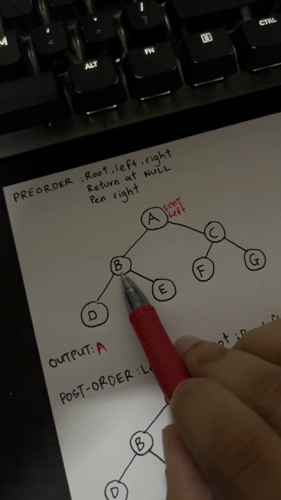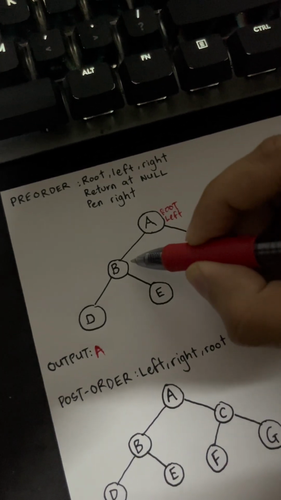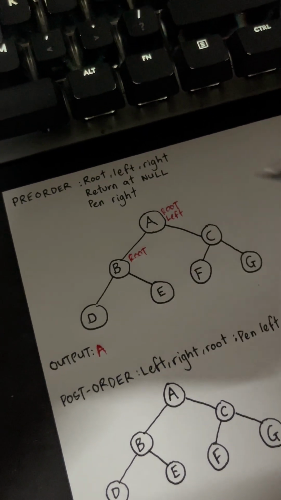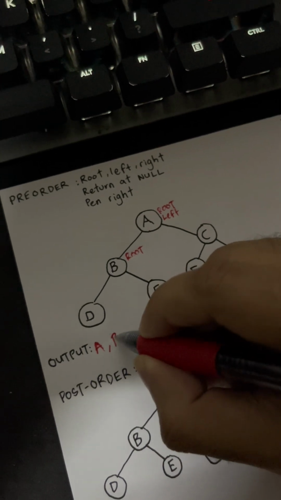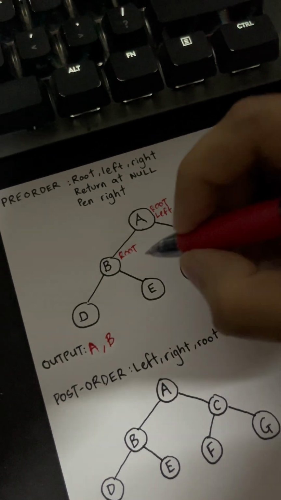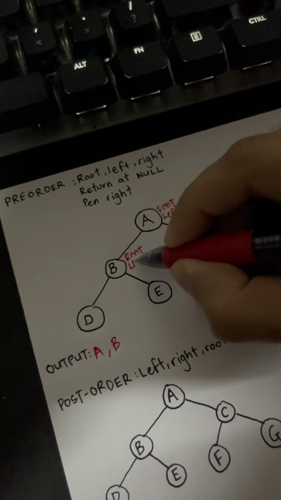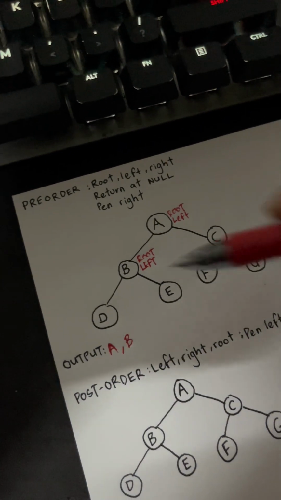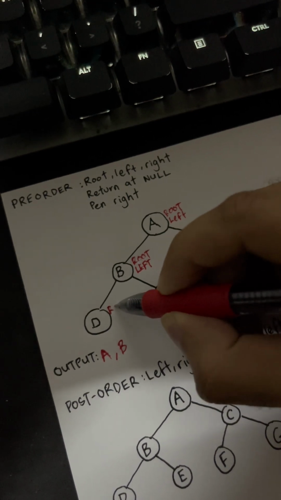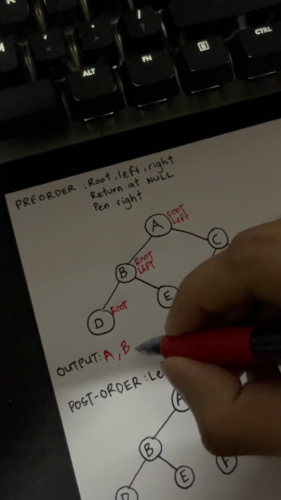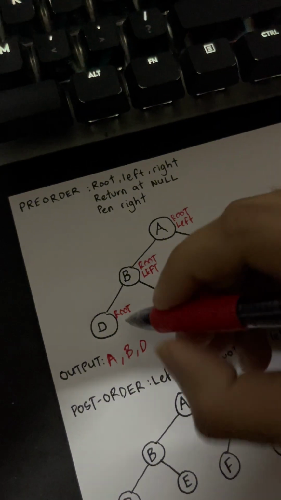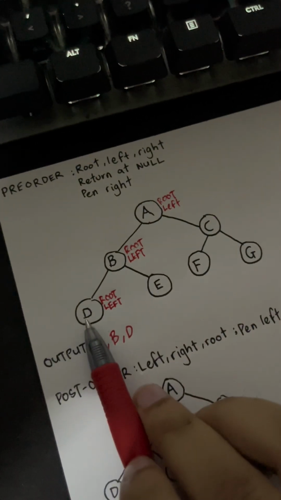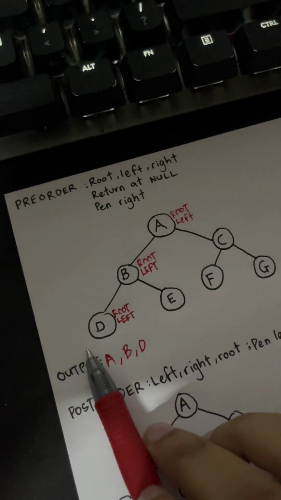Now we will repeat the steps again. So first step is root. And whenever we have root, we are printing. So print. Then our next step is go left. Right, so from B, go left. Then repeat again from the start, root. Left. So here, if we try to go left, you'll see that there is a null.